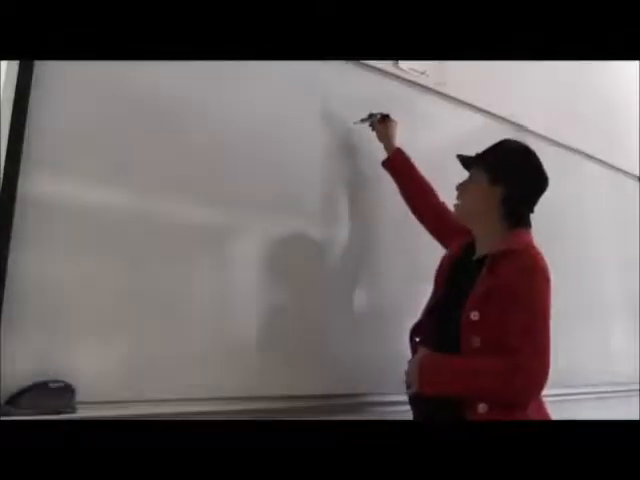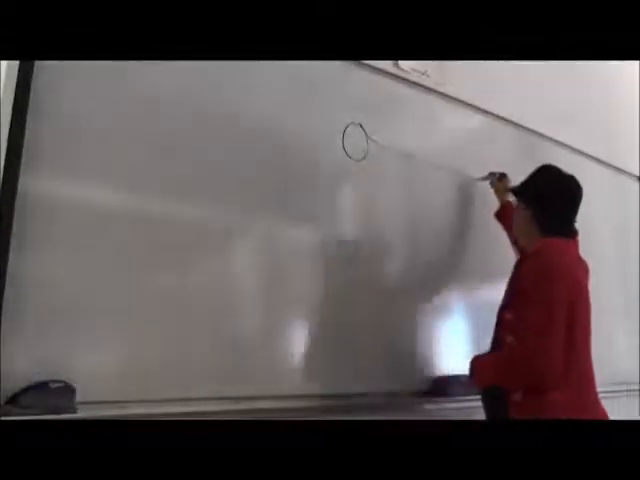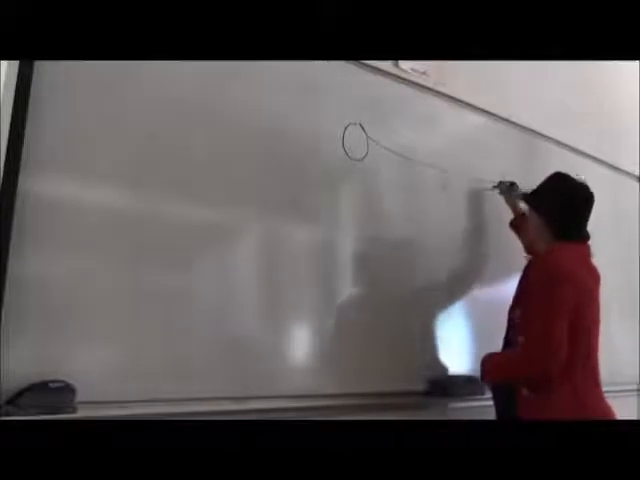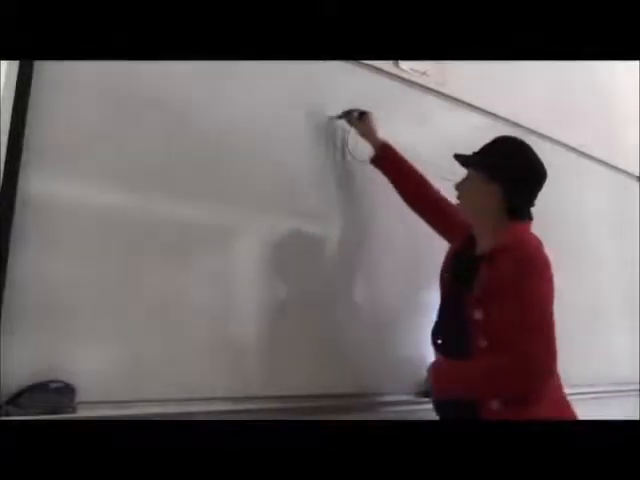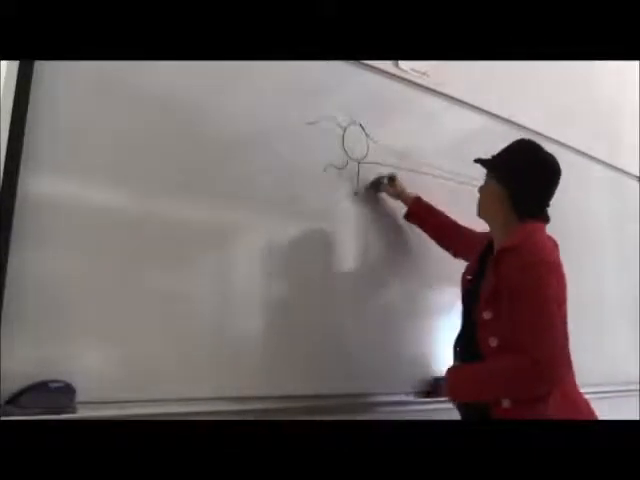Today we're going to begin by talking about the synapse. So the synapse is the area where we've got two neurons coming into contact with each other and communicating. So if we look at a synapse, we have a presynaptic neuron and a postsynaptic neuron.